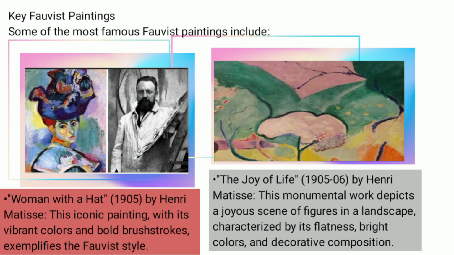Next is The Joy of Life, painted in 1905 to 1906 by Henri Matisse. This monumental work depicts a joyous scene of figures and landscape, characterized by its flatness, bright color, and decorative composition.